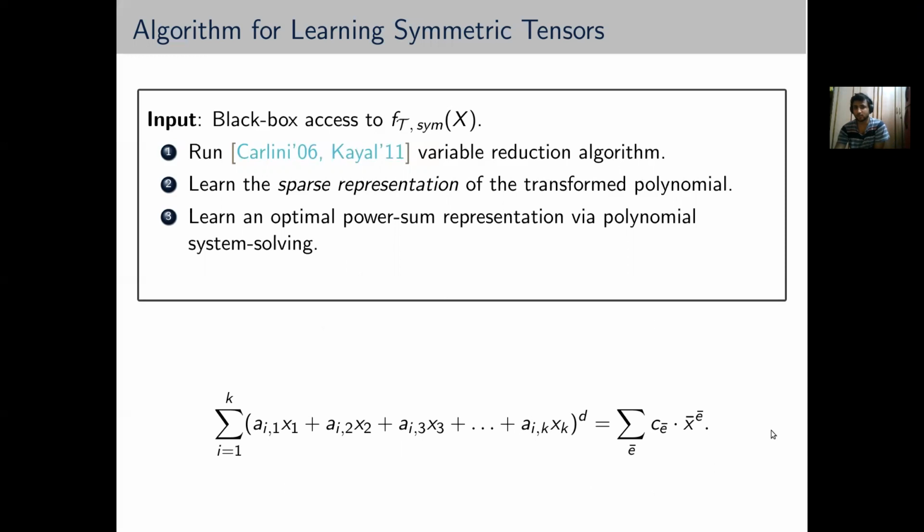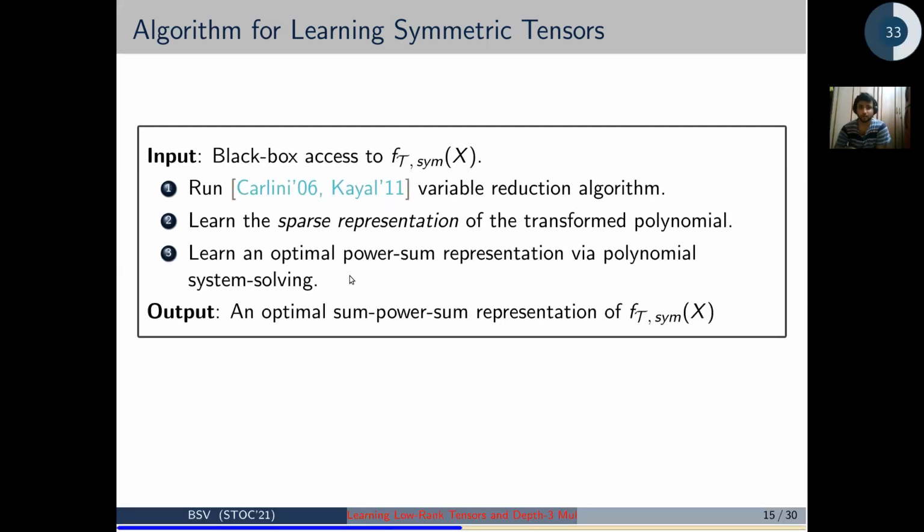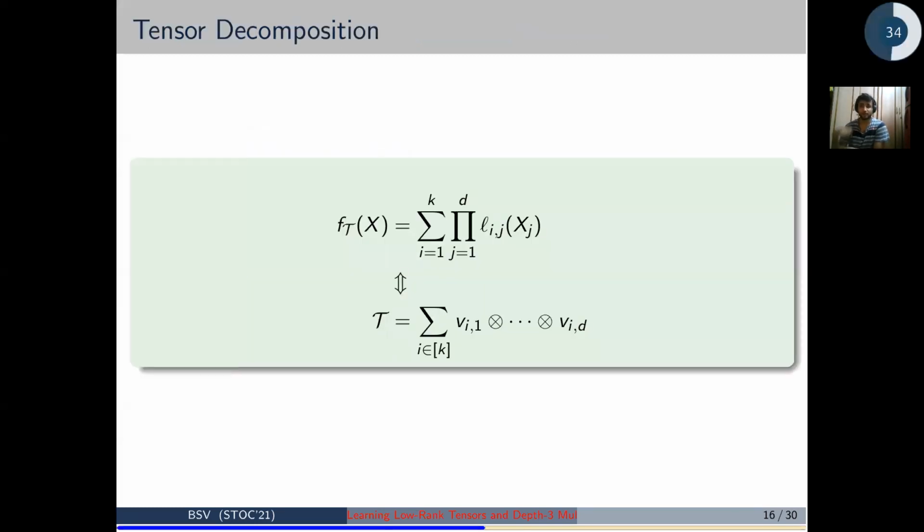You look at this equation, and you come up with polynomial equations by comparing coefficients. Note that the number of variables there is just k squared, k for each summation gate. So you can use your system solving bit here, and using that, you directly get a sum of powers representation of f_tau. Now, the case for general tensors gets slightly complicated, but still not too complicated.